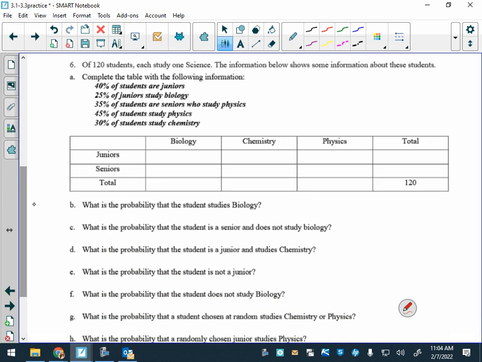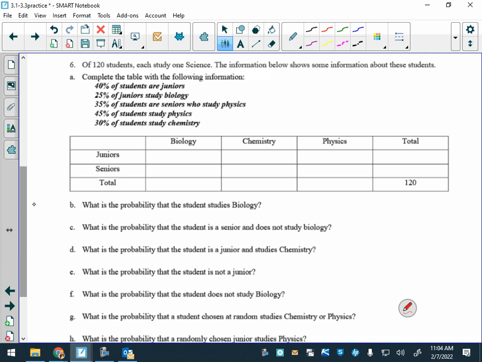I'm going to go to this one. It's at the bottom of one of the pages. I think on your packet it's labeled number 4. Okay. So this is a different way of filling out a two-way table by given percentages.